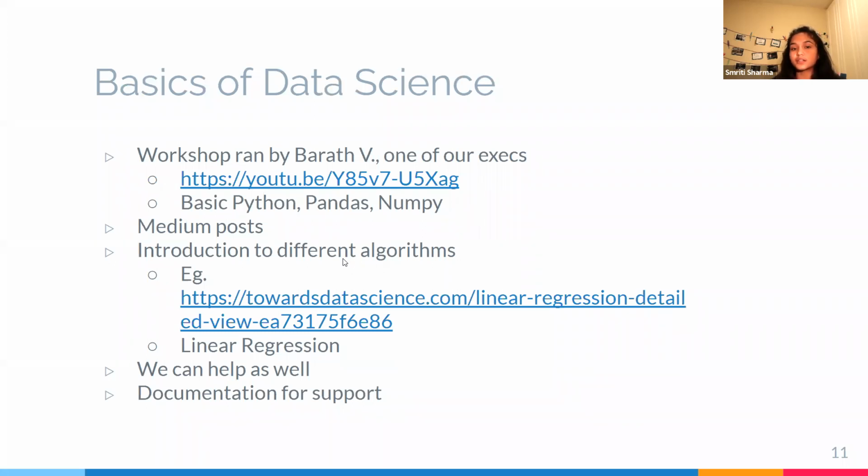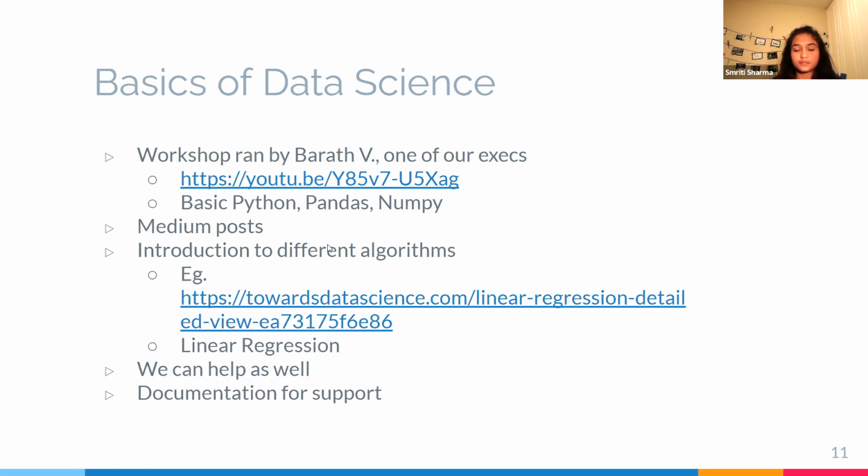Also, I think most people are going to try to do linear regression in their project somehow. I know that Bharat does go over it, but try to check other links, like Medium posts and different sorts of resources, because they do go over that. Of course, we're going to have something similar for you to get started as well.